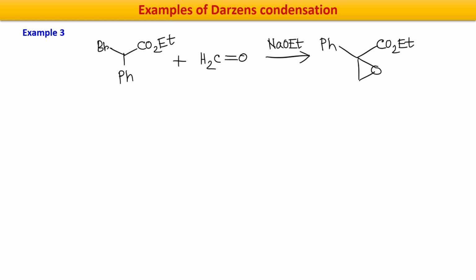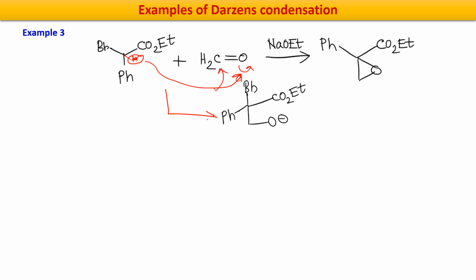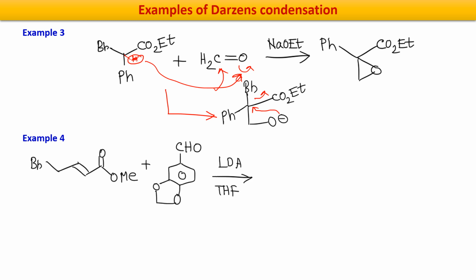Next example. Now in this case we have a Ph group, and we have only one hydrogen. So this hydrogen will be removed and there will be negative charge. Formaldehyde is the aldehyde, that is the carbonyl compound. So it will be attacking here. Negative charge will be over oxygen. Now this negative charge, we are getting this compound, it will be attacking here. Br will be removed. So finally we are getting a 3-membered ring.